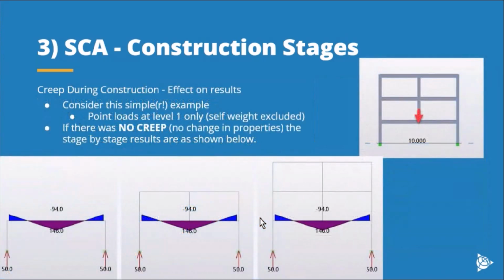Now, the simplest way, again, to start to understand these things is by a simple example to start to see how the creep has an effect. So if I start by thinking about the construction stages, a really simple model where the only load that ever gets applied is this single point load at that first floor. So if I built that first floor and then put that load on, I would get this bending moment diagram.